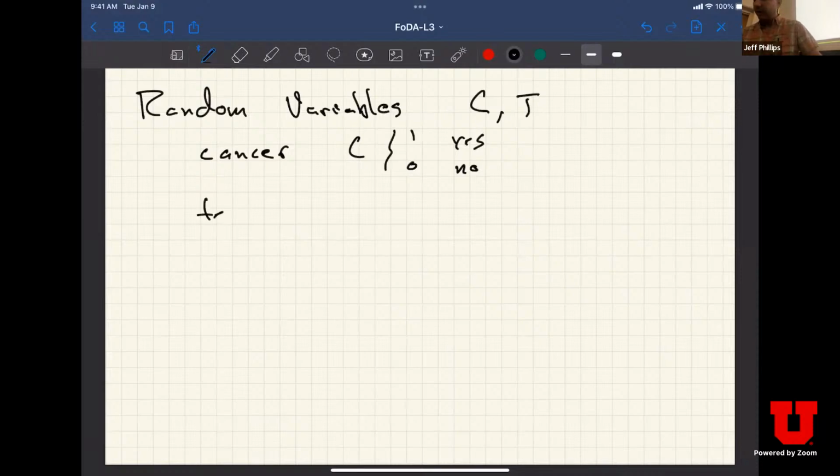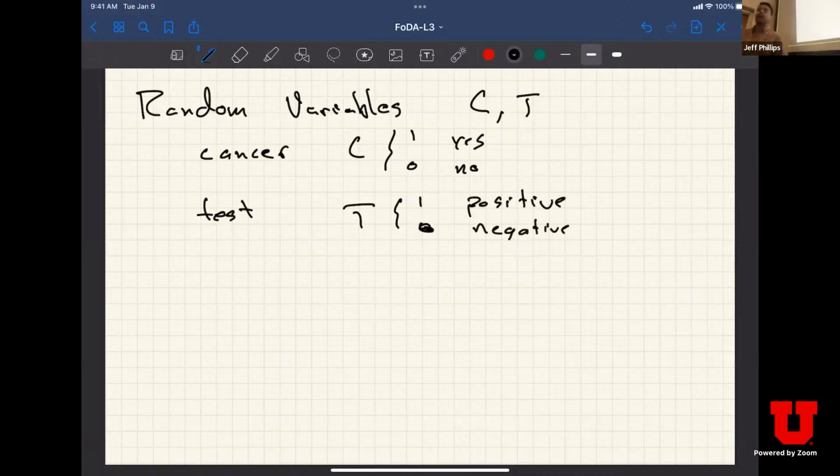And then there's also going to be a test, right? So we're going to be thinking about people, whether or not they have cancer, if they've had a test. And so T is a random variable, whether the test was positive, right? So positive is supposed to indicate that they do have cancer, and so negative then is going to give value 0.